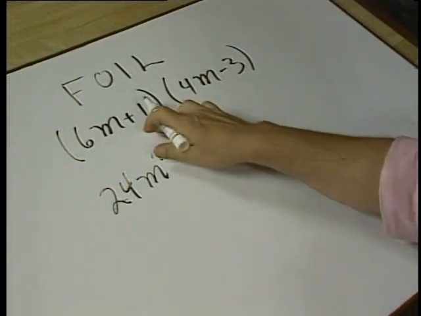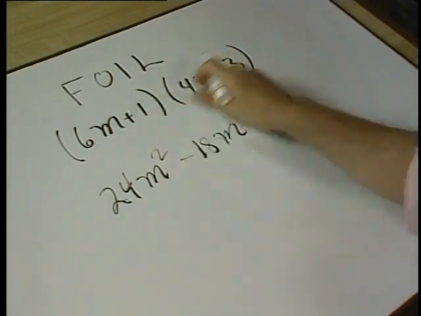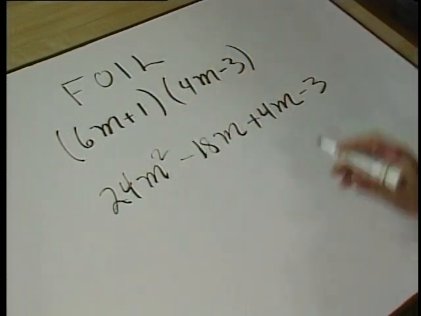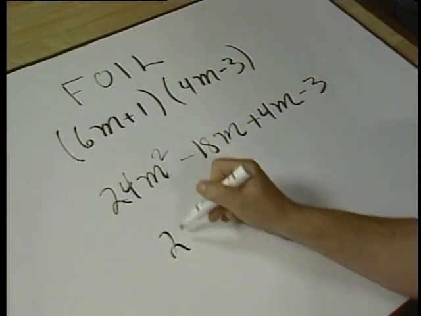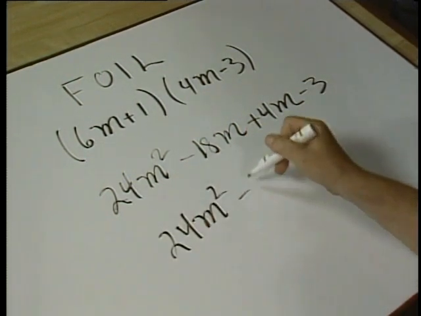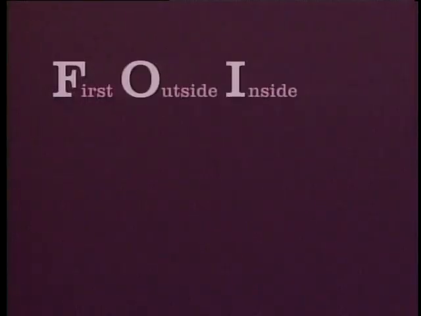Then the inside, which is 1 and 4m, which is a plus 4m. Then the last, which is 1 and negative 3, which gives us negative 3. Now we can combine these like terms, and what do we have? We got 24m squared minus 14m minus 3 is our product. Let's try another binomial multiplication using the FOIL method.